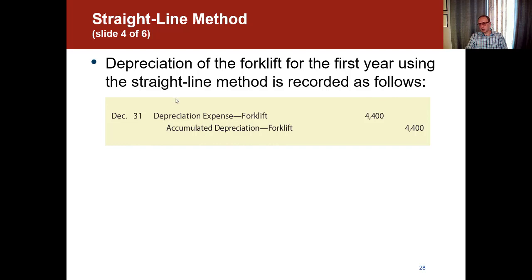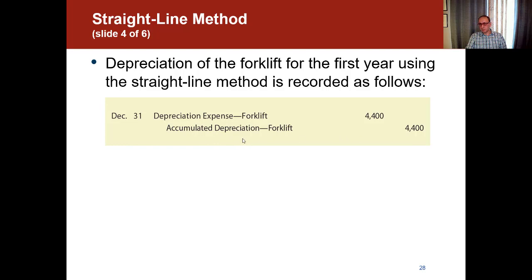So, depreciation of the forklift for the first year using the straight line method. Remember, we had an example of our forklift. We're going to debit depreciation expense, and we credit accumulated depreciation. And the value that we use here is the $4,400. And it's going to be exactly the same journal entry from year 1 through year 5, which is the useful life of that asset.